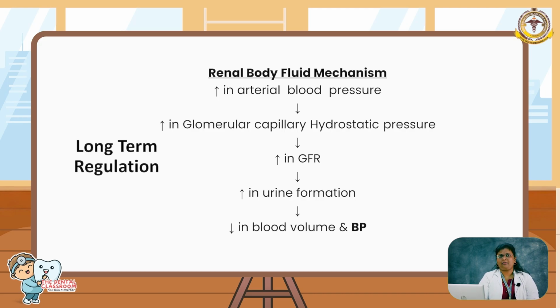So how is it involved? Whenever there is increased arterial blood pressure, the blood flow to the kidneys also increases and the pressure in the blood capillaries also increases. So in the glomerular filtration this shows the difference. So an increase in GFR causes increased urine formation, so more fluid will be excreted out, so blood volume decreases and blood pressure also decreases. So that is the renal body fluid shift mechanism.